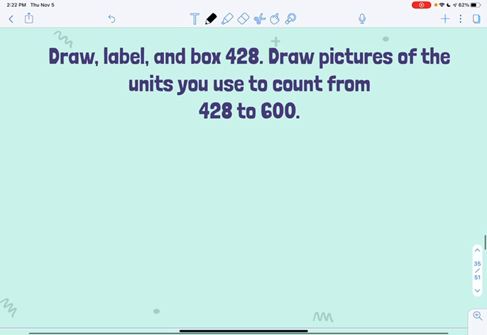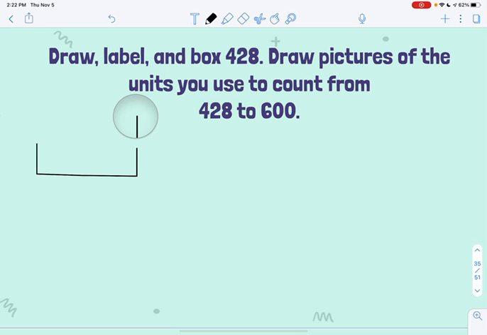Draw, label, and box 428. So we're going to try this out. Now Mr. Can's going to be honest with you guys. He's not the most comfortable with this way, but that's okay because he's going to try. And trying is what matters. So we have a 428, which is boxed. And now we're going to go to 600.